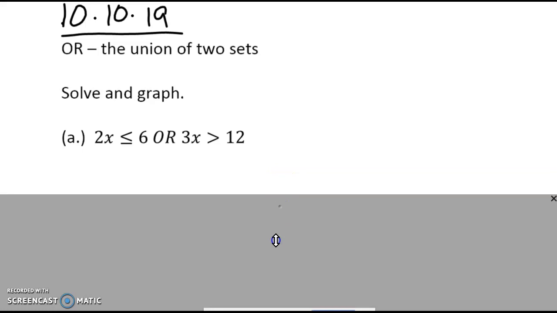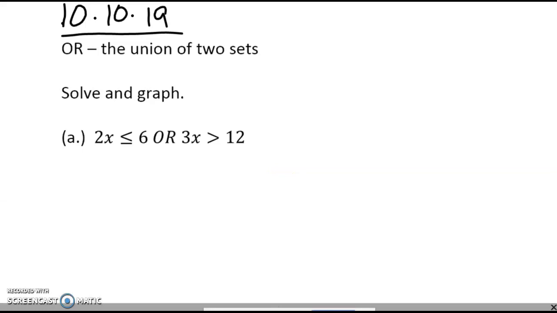So let's look at this one. Again, you just solve each inequality separately. So on the left where I have 2x is less than or equal to 6, in order to get x by itself, I'm going to divide by 2. And that's going to give me x is less than or equal to 6. I don't change the direction of the inequality because I'm not dividing by a negative number. So it stays as it is. I don't have to do anything else with this inequality.